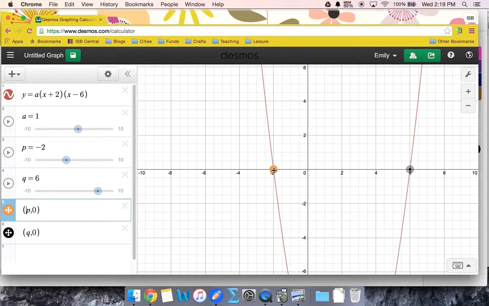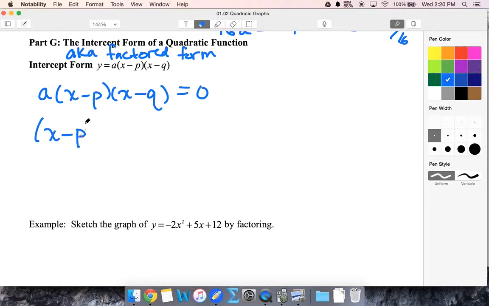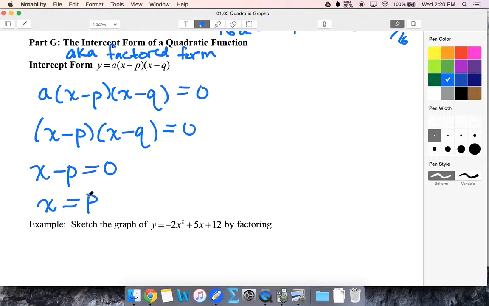So remember that comes from when I find x-intercepts, what I'm really doing is taking my y and making it 0. So a times x minus p times x minus q equals 0. Well, this a is just a constant, it's a number. I can divide it to the other side. x minus p times x minus q equals 0. I'm saying this whole thing, when I multiply, has to be 0 because the only way to multiply and get 0 is if you have a 0. So x minus p has to equal 0, which means x must be equal to p. Opposite sign is what I saw before. So intercept form is really nice because it immediately tells us our intercepts.